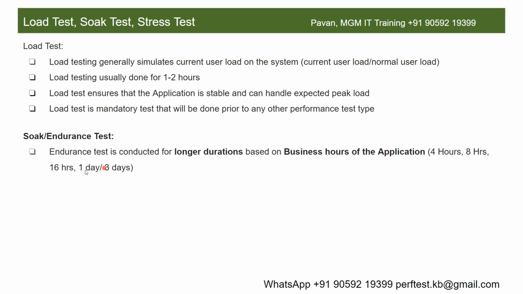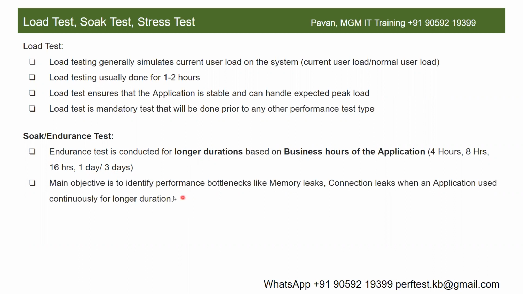So for those kinds of applications, which will be used continuously for 1 day or 2 days or 3 days, we have to do this soak test, the endurance test, for probably 1 day continuously, or 2 days, or 3 days, right?